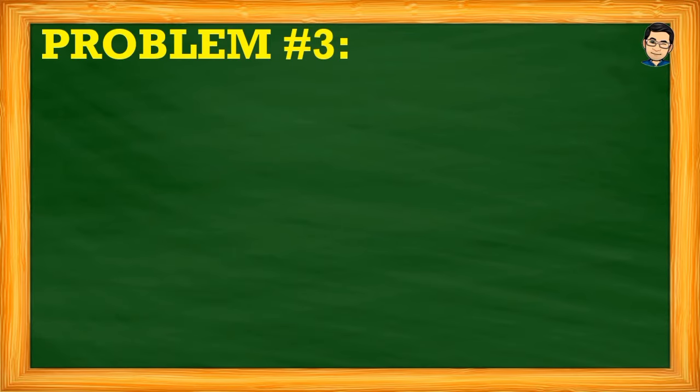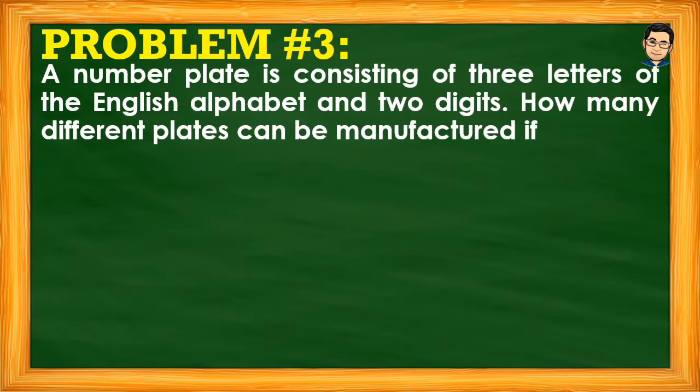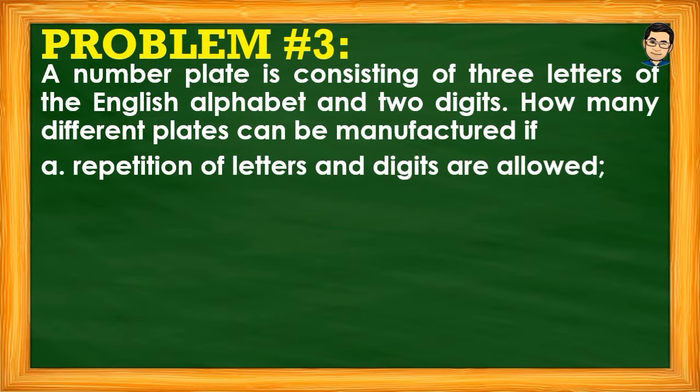So let us have problem number 3. A number plate is consisting of 3 letters of the English alphabet and 2 digits. How many different plates can be manufactured if, for letter A, repetition of letters and digits are allowed?